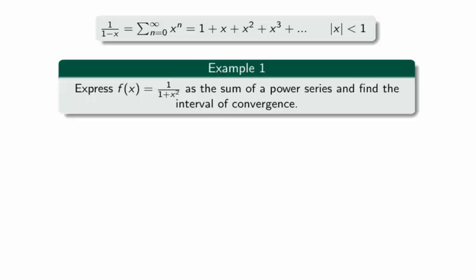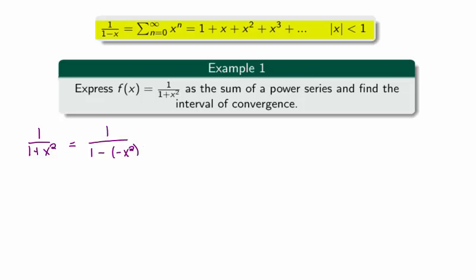Let's take example 1. Express f of x equal to 1 over 1 plus x squared as the sum of a power series and find the interval of convergence. Here is the trick. We wish to make 1 over 1 plus x squared resemble the form of the function 1 over 1 minus x. First, note that we can rewrite 1 over 1 plus x squared as 1 over 1 minus negative x squared. Now the trick is simple. All we have to do is replace x with negative x squared in the power series representation.